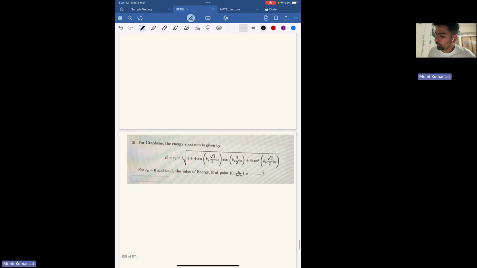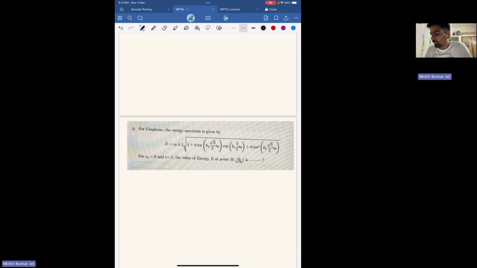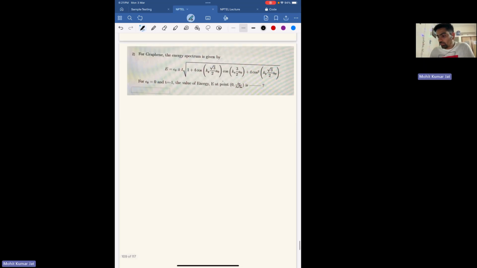Now moving on to question number 2, which is for graphene, where the energy spectrum is given by this. For epsilon not equal to 0 and t equal to minus 1, the value of the energy E at point 0, 4 pi by root 3 is. Okay, so we have solved it, right? This is the k point. So I can directly say that the energy will be E0, epsilon 0, and epsilon 0 is 0, so that will be 0. But now let's work it out.